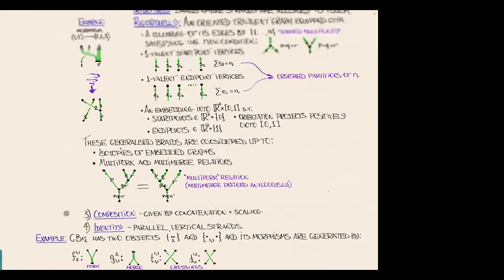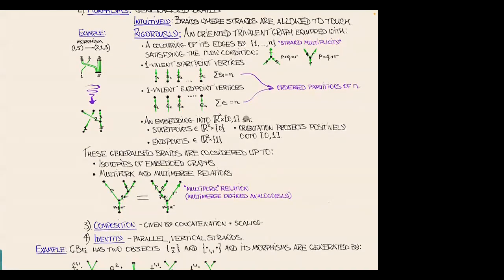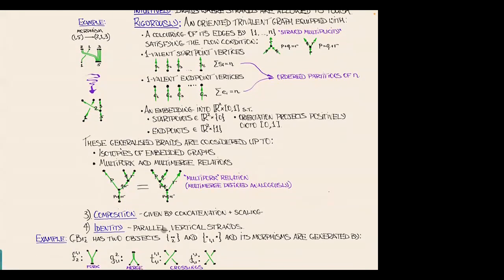So now composition, as usual in this game, is just given by concatenation, and we also have to scale, because if we concatenate two such embeddings, they'll be embedded from level 0 to level 2, and then we scale everything to being from level 0 to level 1. And identity is just parallel vertical strands.